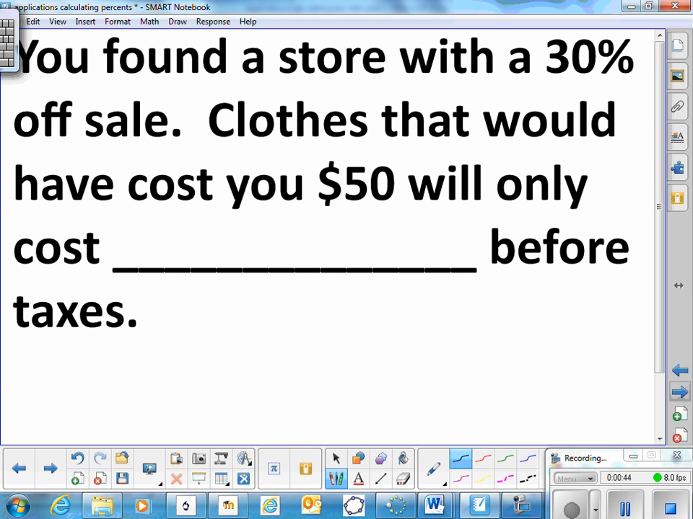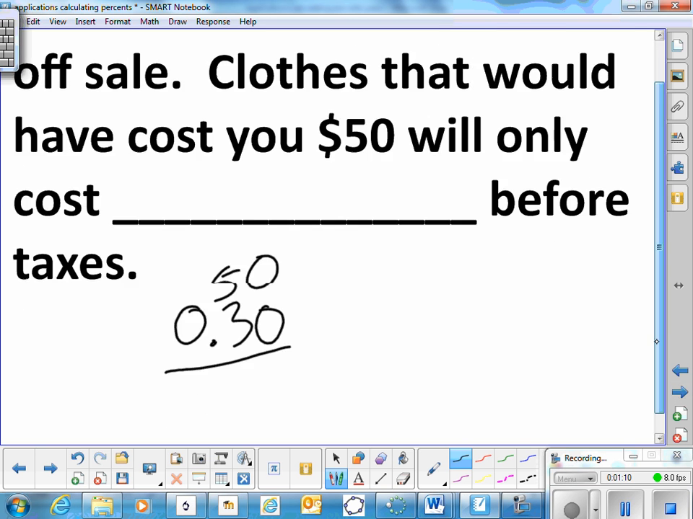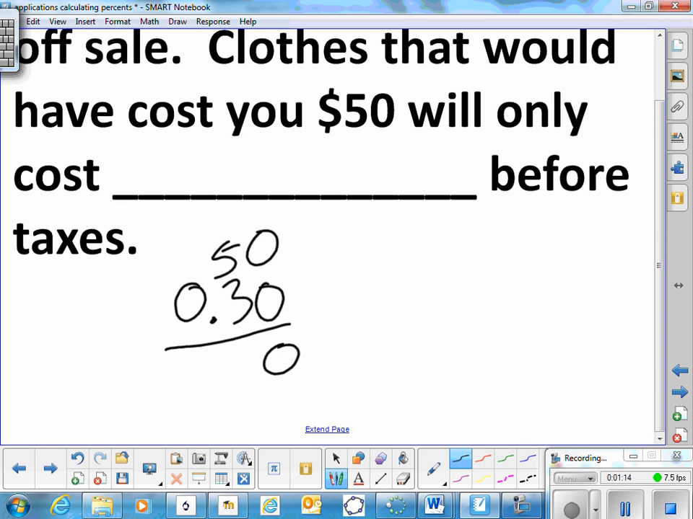So if you found a store with a 30% off sale, clothes that would have cost you $50 will only cost what before taxes? Well, if we multiply the 0.3, we can multiply 0 also, but that doesn't change it, times $50. 3 times 0, 3 times 5, 15, 2 decimal places in the problem, so move over 2 decimal places, $15 off.